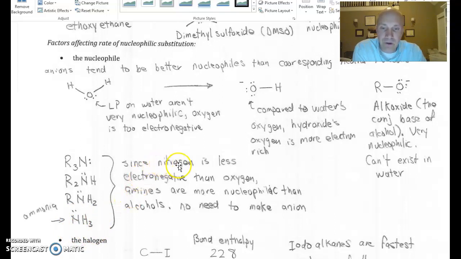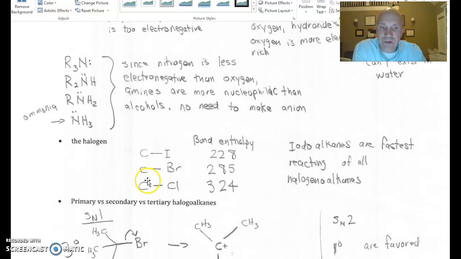Since nitrogen is less electronegative than oxygen, amines are more nucleophilic than alcohols. In general, they will act as nucleophiles even if you don't make the anion. So you don't need to remove one of these hydrogens for this nitrogen to act as a nucleophile.